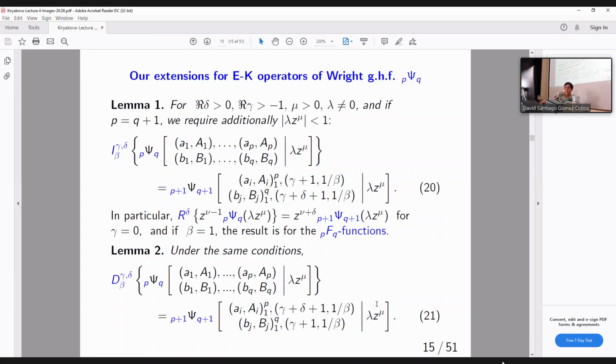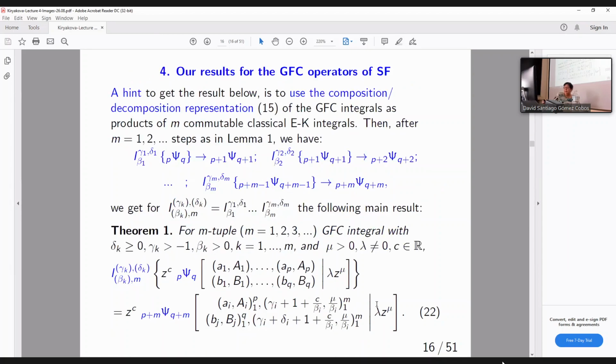Again, p psi q goes into C with p plus 1, q plus 1. This is the basic result we use then, reminding them the generalized fractional integrals are compositions of classical Erdélyi-Kober operators. So we can make several steps.